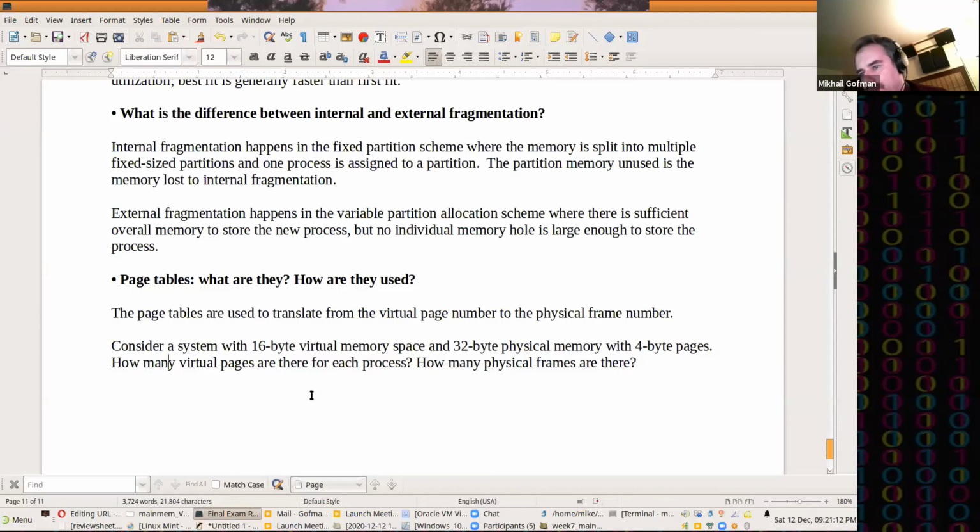How many virtual pages are there for each process? How many physical frames are there? And let's set another question. What is the page number and offset of an address? Let's pick any address. I'll just pick, okay, well, we cannot do that.